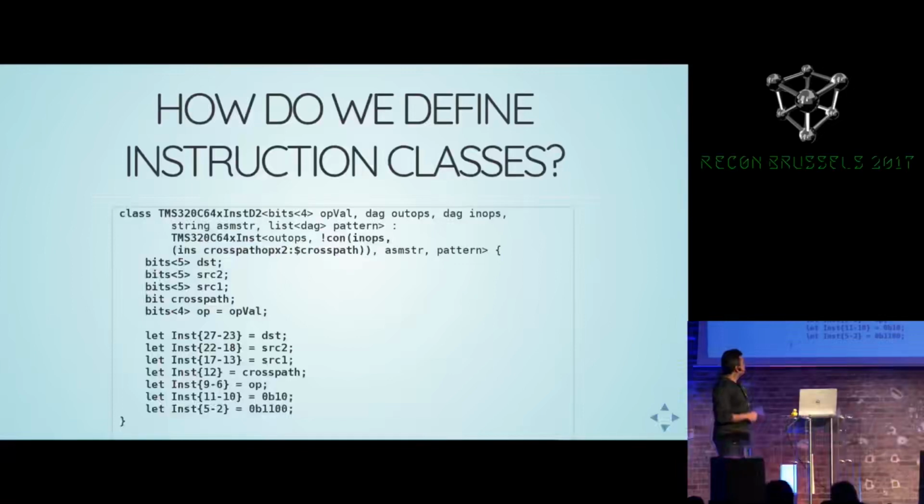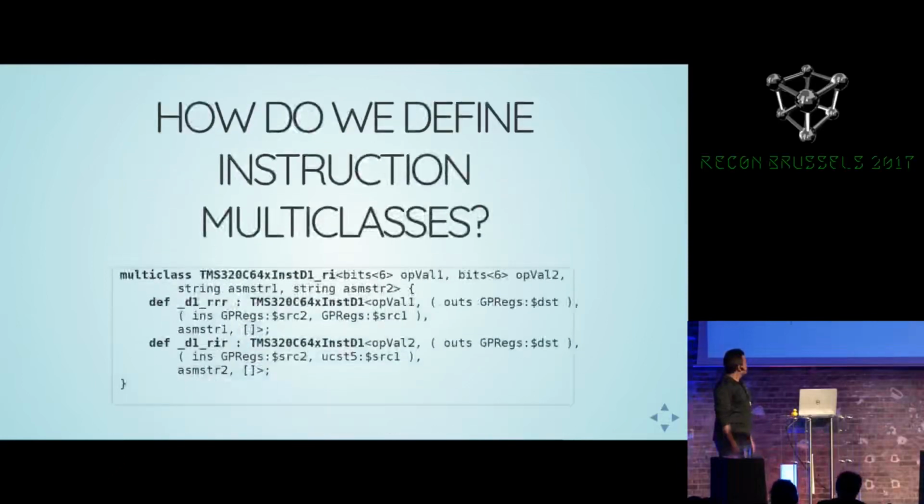This is another example. It has also the crosspath. It's for some instructions that use the crosspath, like add and end. Instruction multiclasses are actually something like templates. You define an instruction multiclass when you have two or more instructions that are similar. In this example, you have two instructions that are similar, but their only difference is that this one has a general purpose register as the first source operand, and this has a 5-bit unsigned constant.